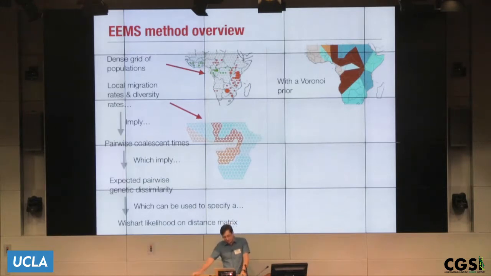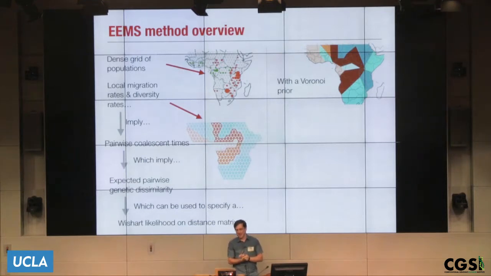And so we end up having to specify the centers of each tile, and then for each tile, a migration rate and a diversity parameter. The prior doesn't have any real geography in it. The prior is sampling from the space of all tessellations, and any tile under the prior has a pretty flat distribution on what the migration rates and diversity rates will be. What you're seeing there is actually a draw from the posterior, but the point is that the tessellation structure is what determines the prior.